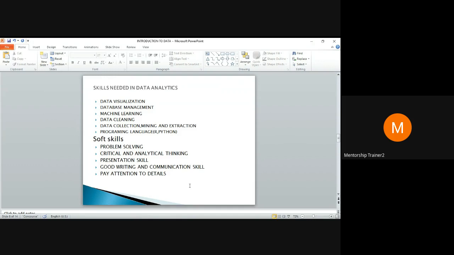So database management. Yes, you need database management skill. That's why in this course, the main thing that we are going to be teaching you is data visualization, and we are going to be using the Power BI platform. There are other platforms that you can use for data visualization.